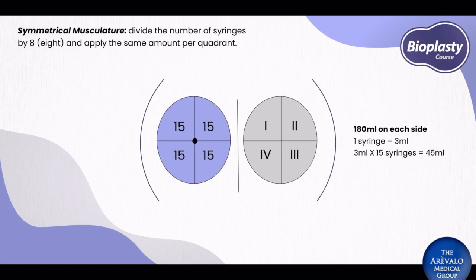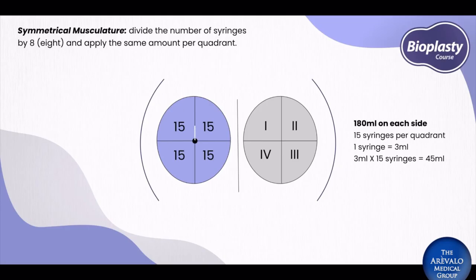360 ml divided in 8 quadrants is 45 ml per quadrant, so 15 syringes will be applied per quadrant, for a total of 45 ml per quadrant. The sum of the 4 quadrants results in 180 ml applied to that buttock. Each quadrant has 5 vectors. One syringe is applied per vector, going back and forth 3 times for a total of 15 syringes.